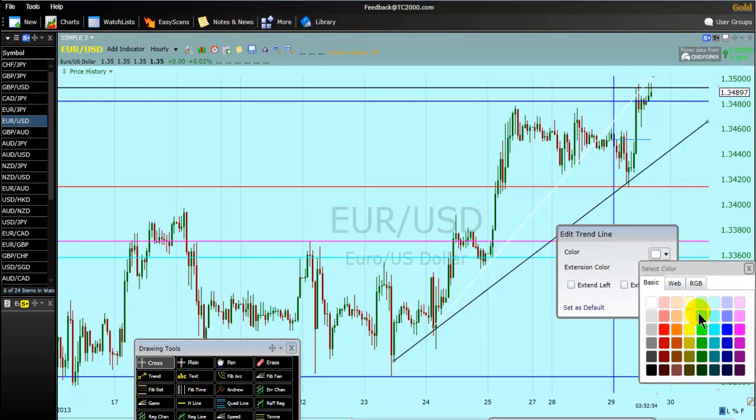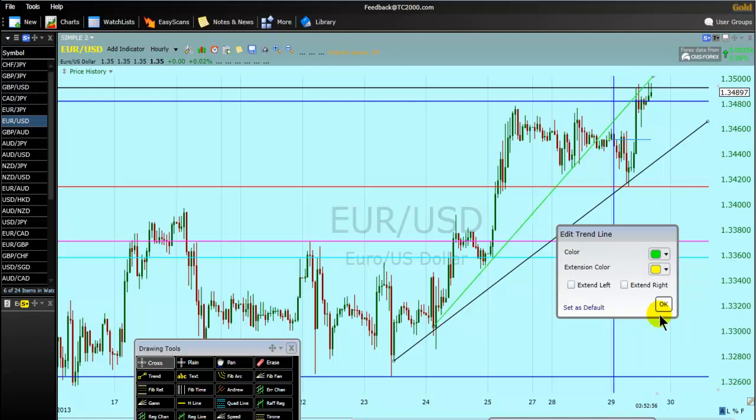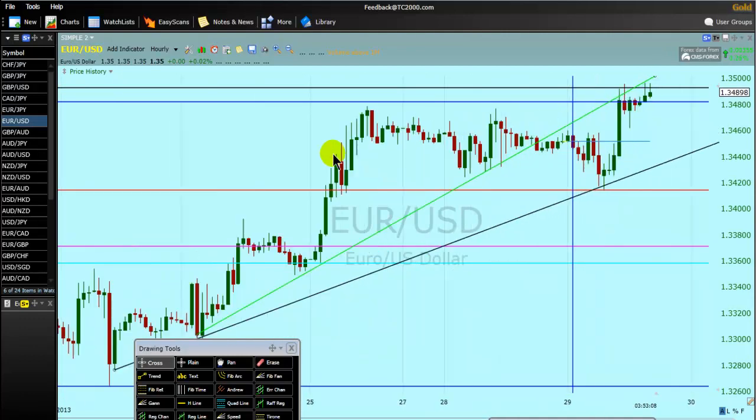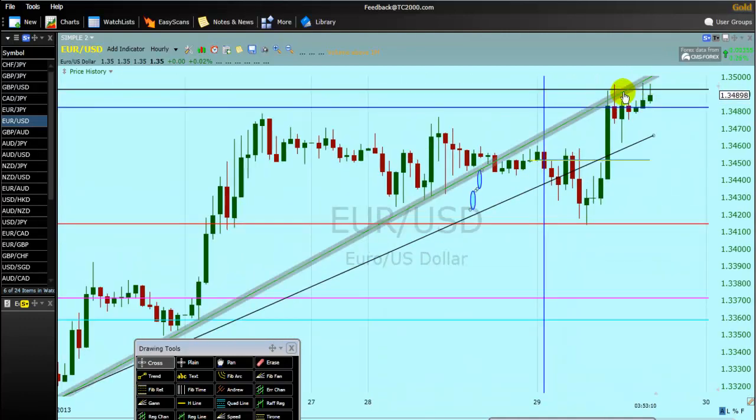Should I use red? Okay, I'll use green this time. This point and this point, allow me to draw the green line, which the price retested here. Okay, now look where we are. Where are we now? We are again on the edge of that green trend line. That's why some traders are giving the euro a hard time.